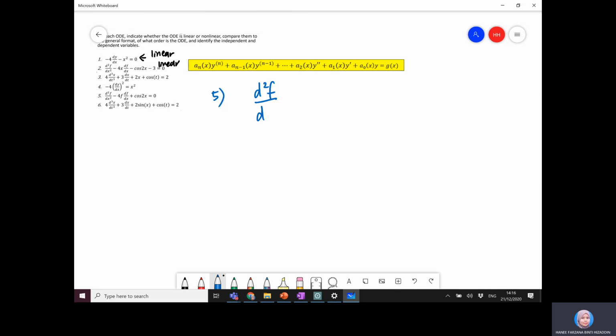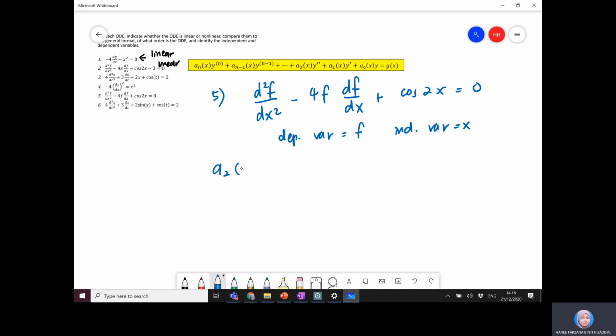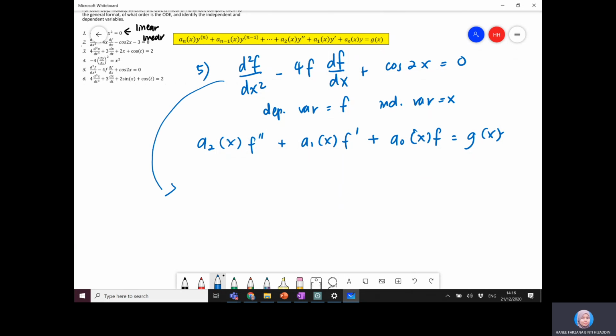So d2f dx squared minus 4f df dx plus cos 2x equals to 0. Dependent variable is f, independent variable is x. So you want to compare with, starting from the first derivative, second derivative, a2 as a function of x, f double prime plus a1 x f prime plus a naught x f equals to g of x. All right. So let's rearrange this so that you can compare with the standard form.